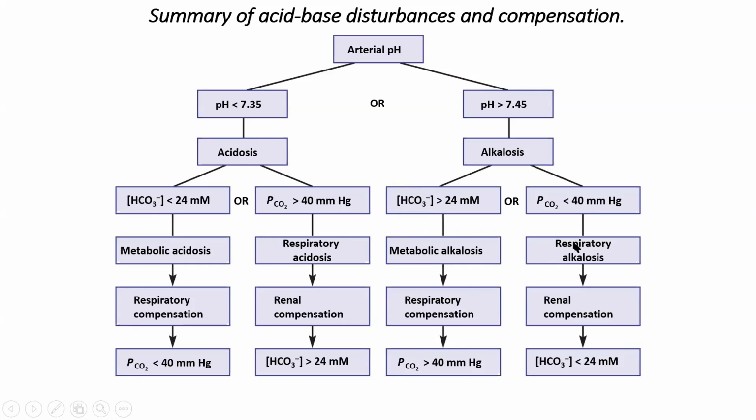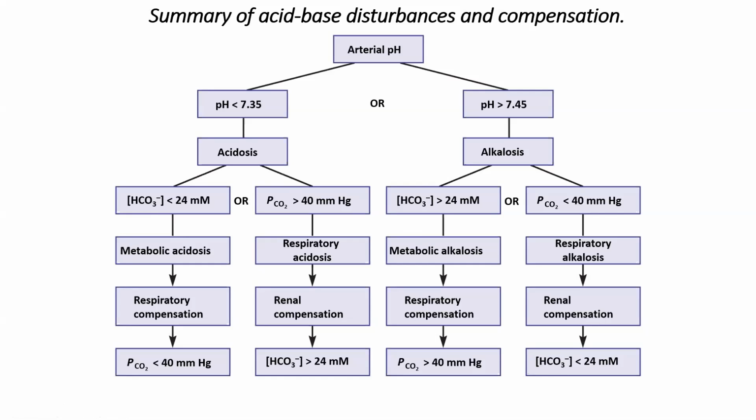And if the cause is in the lungs, that's going to indicate itself by having a lower than normal PCO2, and that's going to be compensated in the kidneys by decreasing the rate of bicarb reabsorption or increasing the rate of acid secretion. So this is not something for you to necessarily memorize. You can always refer to it.